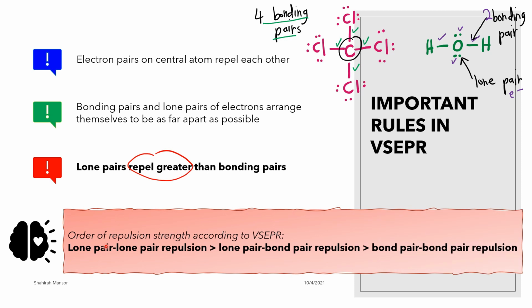So according to VSEPR, this is the order of repulsion strength. Here you can see that lone pair repulsion is stronger, or greater, than the lone pair bonding pair repulsion. Okay, and this is greater than the bonding pair repulsion. So this arrangement tells us that bonding pair repulsion is the weakest repulsion, and the strongest repulsion is between lone pair and lone pair. So, the difference between the repulsion strengths is what gives the molecular geometry of a molecule.